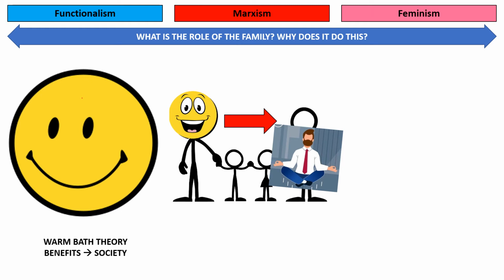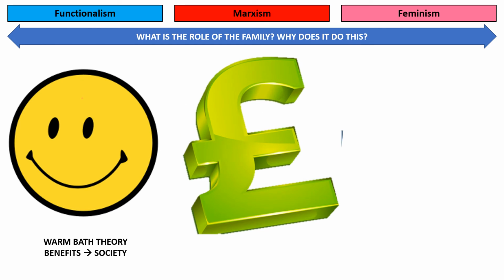Now, the purpose of this isn't the same as the functionalist view. Although it's a very similar process, it's not the same purpose. So within Marxism, the purpose of the family acting as a buffer zone and a safe haven isn't to benefit society, as we've established, it is to benefit capitalism.